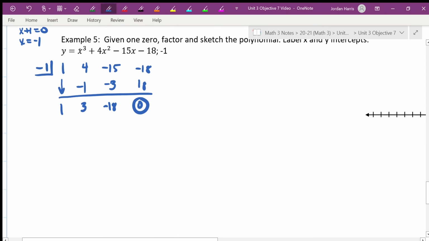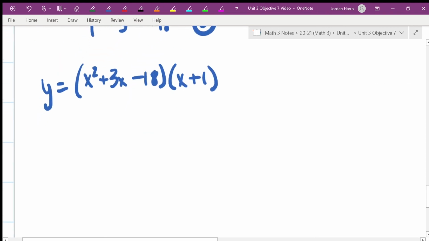So first of all, we look at this. So it's x cubed. That means we go down to x squared. It's 1 positive 1x squared plus 3x minus 18. That is y after I've factored out x plus 1. So don't forget that factor you write out.